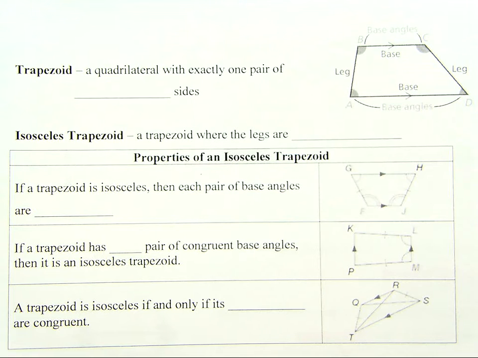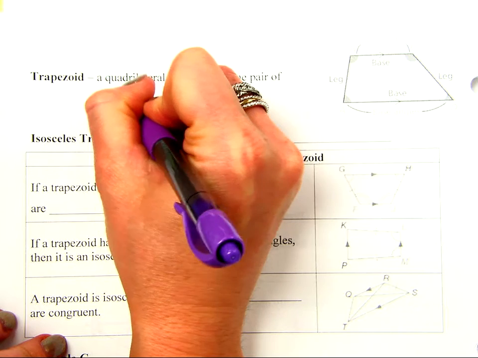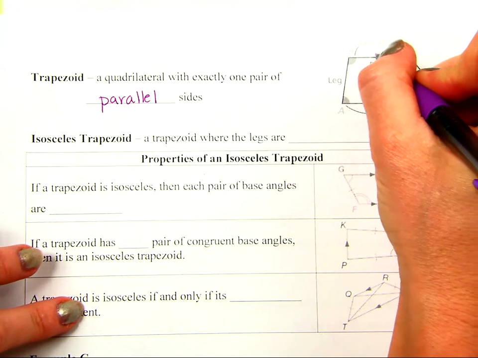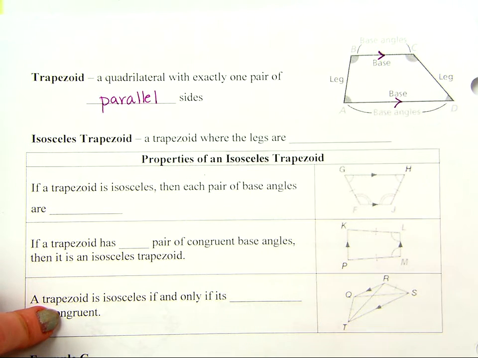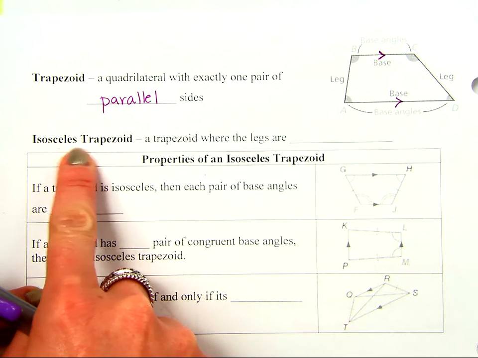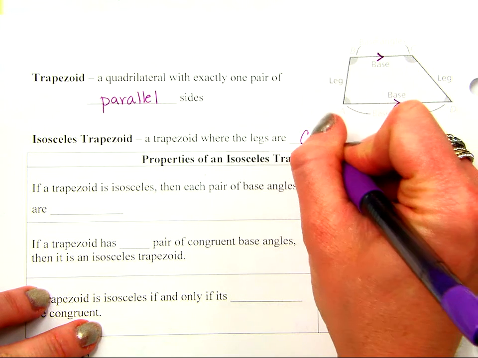Now we're going to spend some time taking a look at a trapezoid. And by definition, a trapezoid is a quadrilateral with exactly one pair of parallel sides. Those parallel sides over here on my diagram are called the bases and the other sides are called the legs. Now, in the event where your two legs are the same, you're going to end up with an isosceles trapezoid. So an isosceles trapezoid is a trapezoid where the legs are congruent.